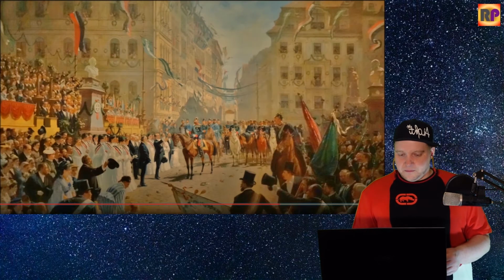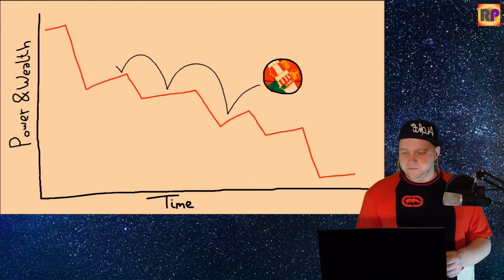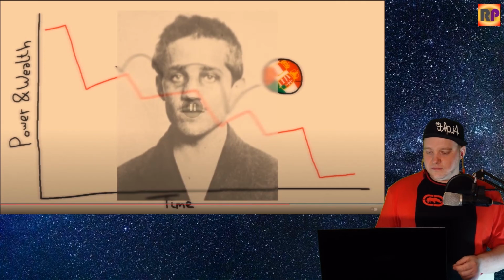Birth of the German Empire in the Palace of Versailles, the French seat of power. At this point, what couldn't Prussia do? Austria-Hungary was a shambles on a rapid descent in power and wealth. It was an absolute tinderbox ready to ignite.